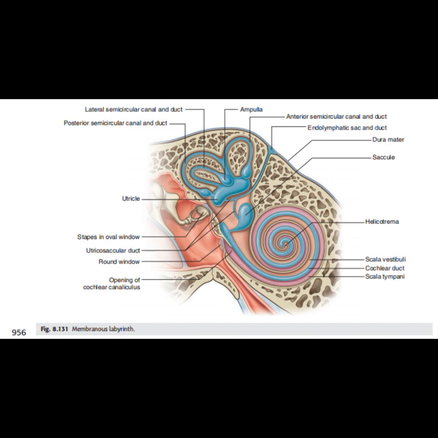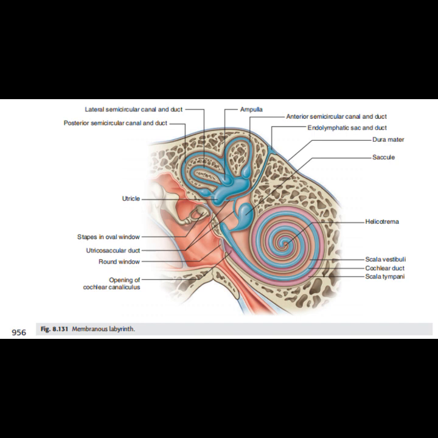The utricle, saccule, and three semicircular ducts are part of the vestibular apparatus, i.e., organs of balance. The cochlear duct is the organ of hearing. The general organization of the parts of the membranous labyrinth places the cochlear duct within the cochlea of the bony labyrinth, anteriorly, the three semicircular ducts within the three semicircular canals of the bony labyrinth, posteriorly, and the saccule and utricle within the vestibule of the bony labyrinth, in the middle.